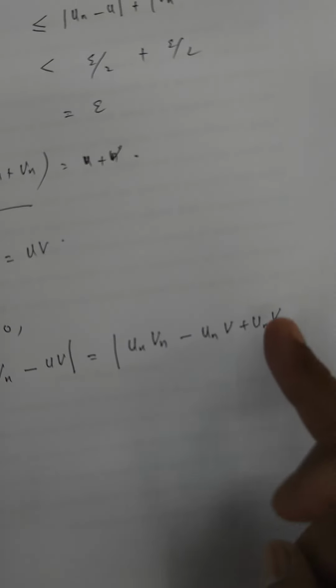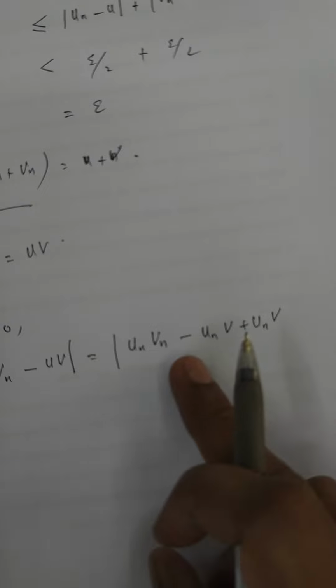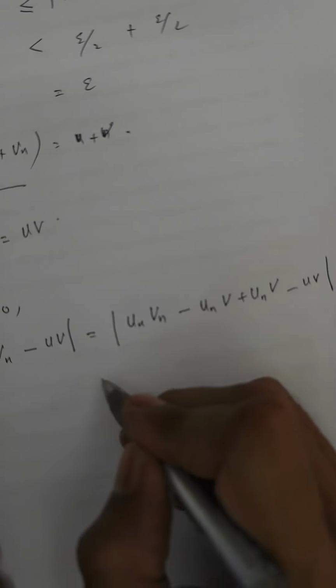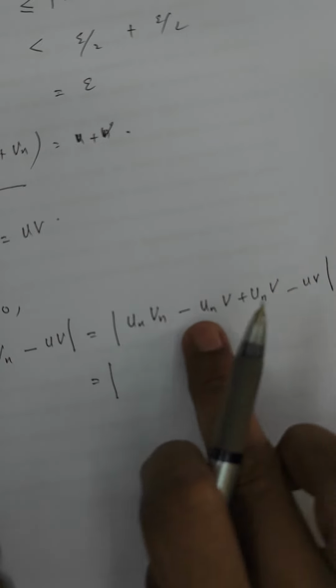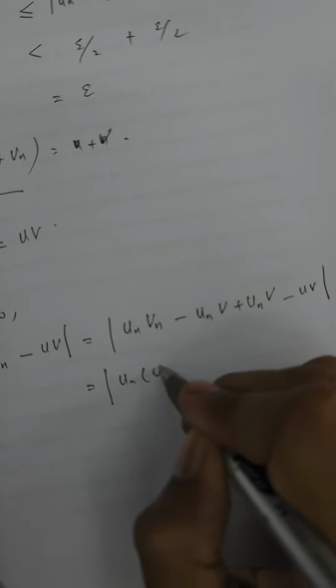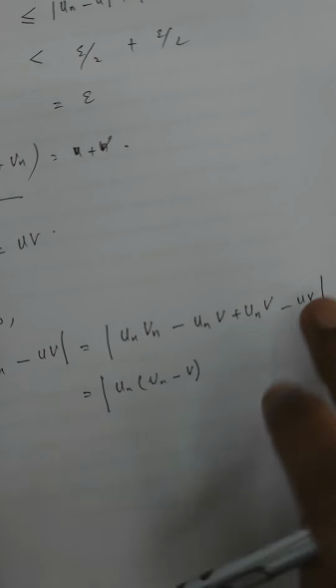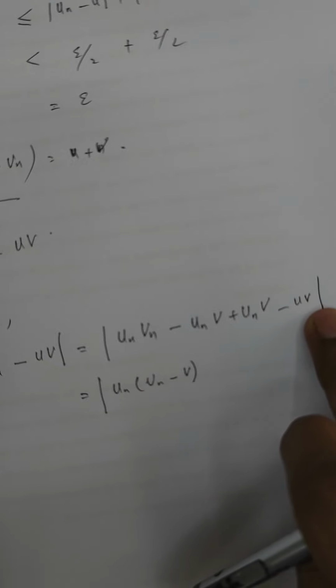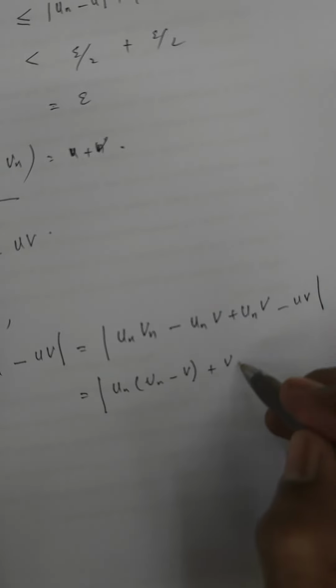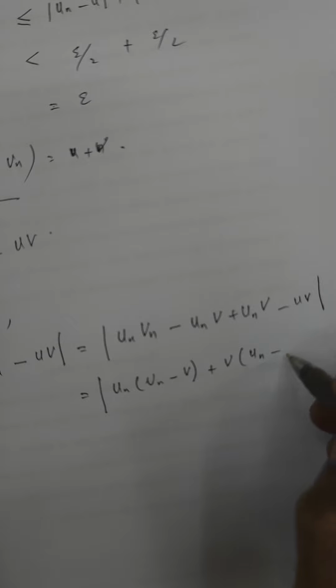Yeah, the limit you just multiply with the sequence, you multiply with the limit of the other one. Alright, you can choose uv, so minus uv. Then from there, this gives you, you can factor out un here, un times vn minus v. This one you can factor out v, plus v times un minus u.